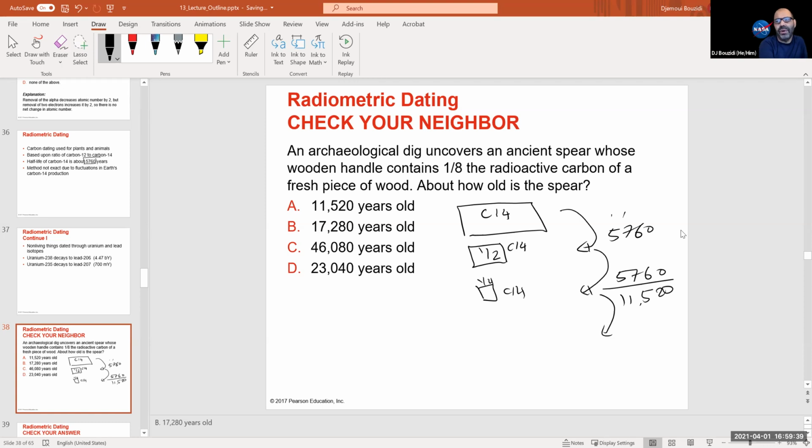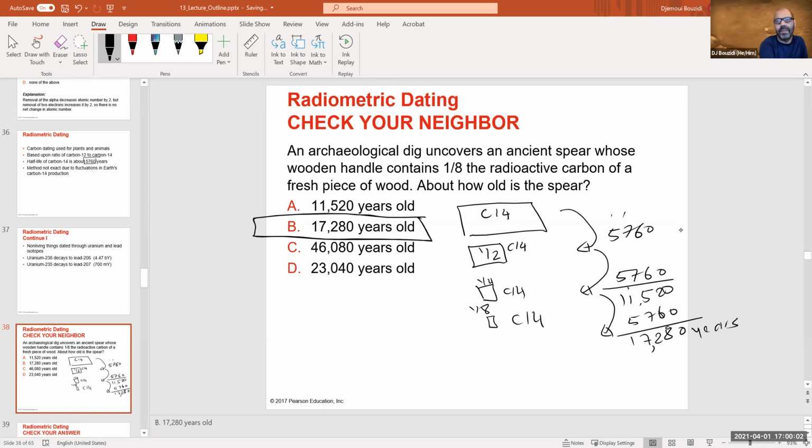So I need another 5,760 years, which gives me 17,280 years to lose half of a quarter, which makes it an eighth of carbon-14. So the correct answer is this one, B. Does this make sense?